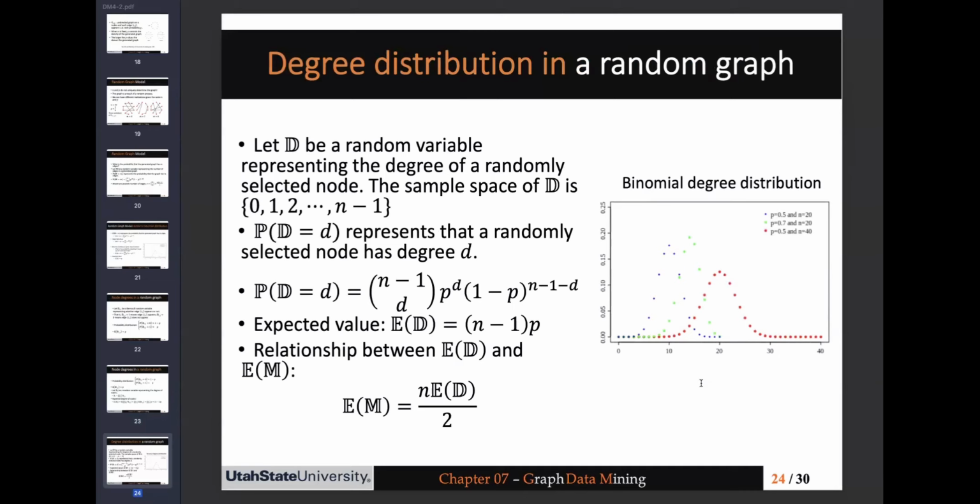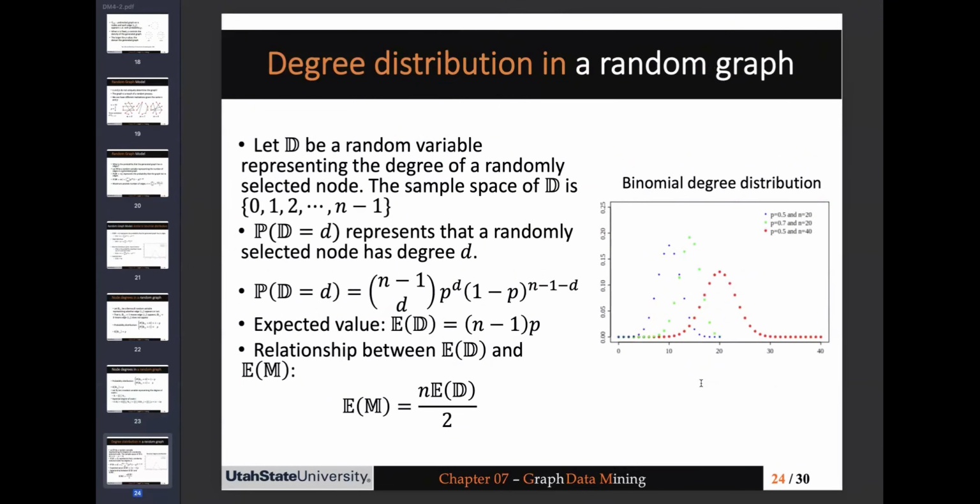Okay, so now we move on to another random variable. Beyond the expected degree, we can still ask questions about the full degree distribution. In a random graph, the degree of a randomly selected node follows a binomial distribution, like we showed in the previous slide.